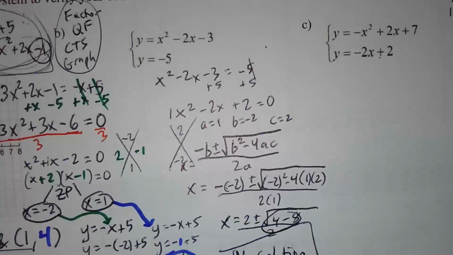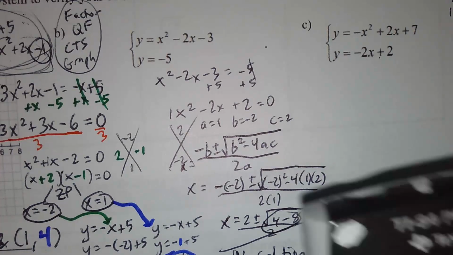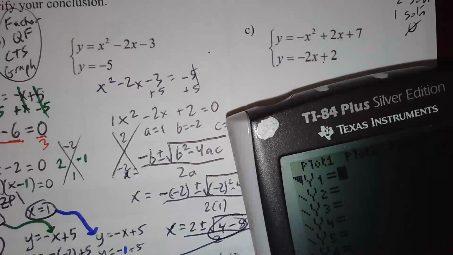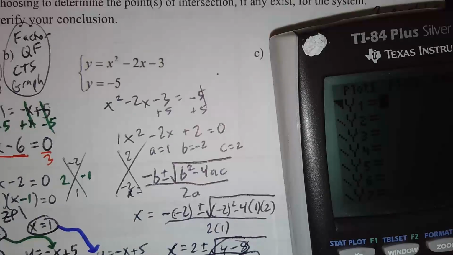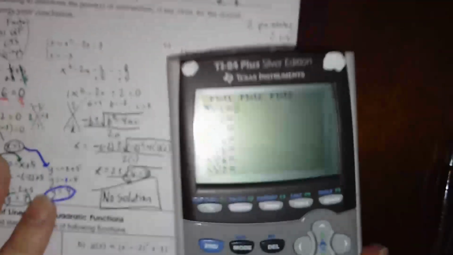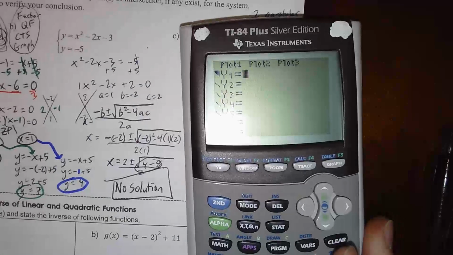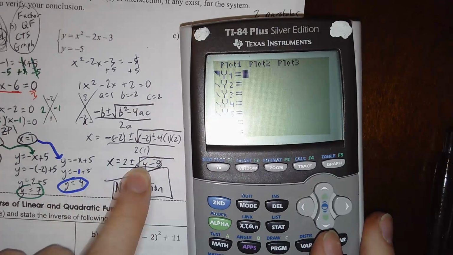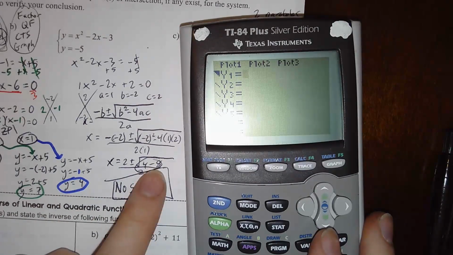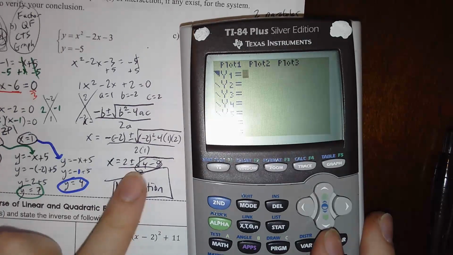As a matter of fact, you could graph these using your graphing calculator and see that these two equations would actually not cross. So let me try again. I think the camera was off screen. My apologies for that. When I did 4 minus 8, that was -4. That would be imaginary, so there's no solution.